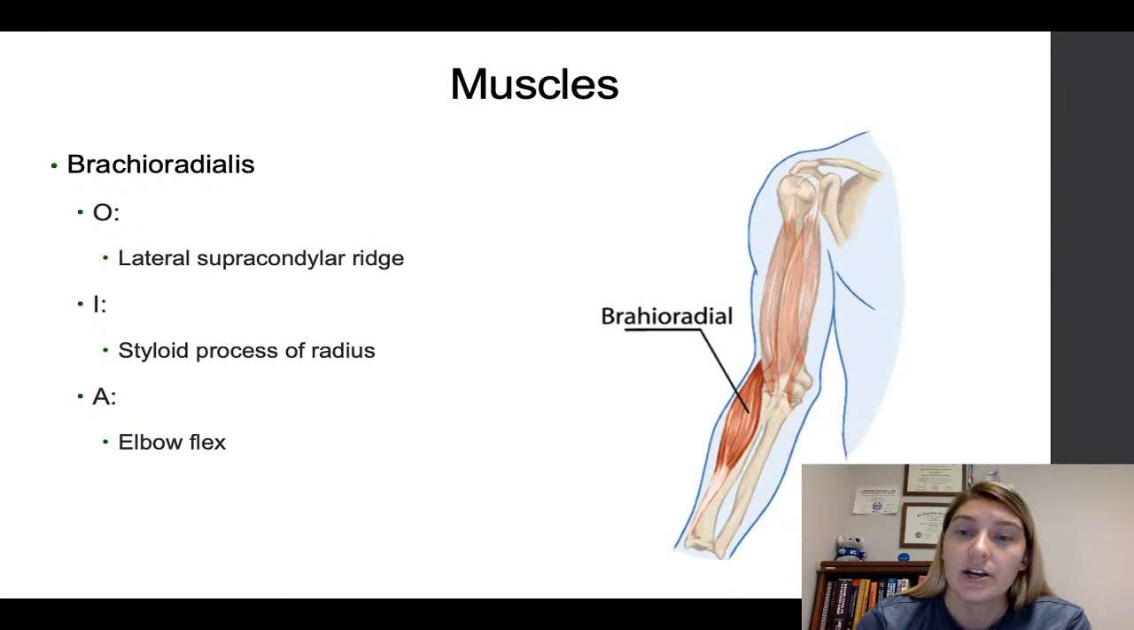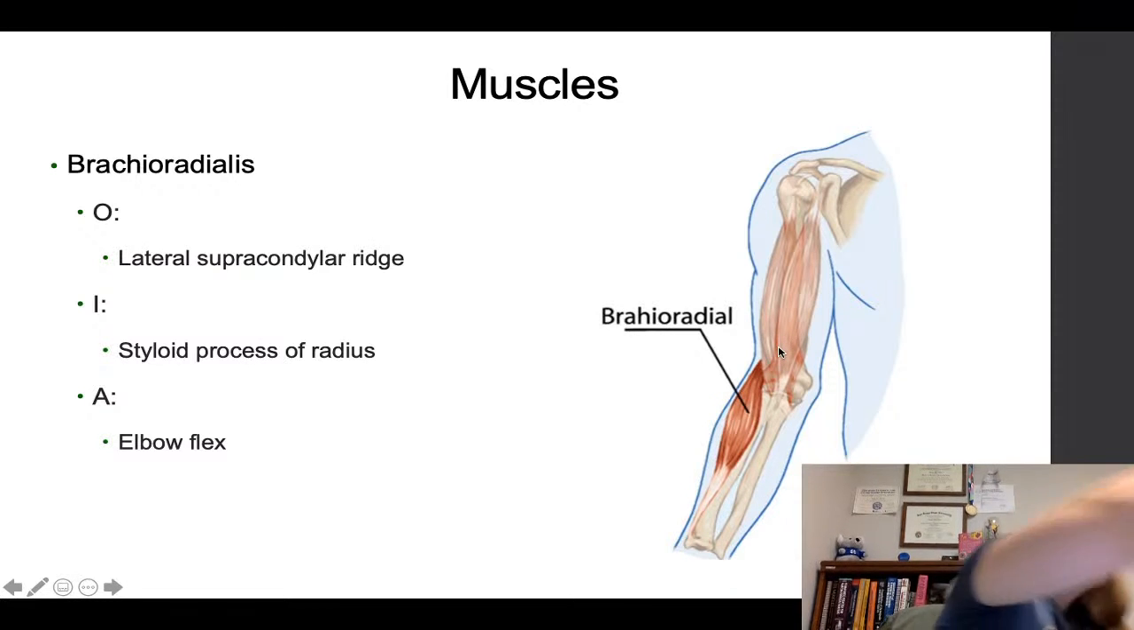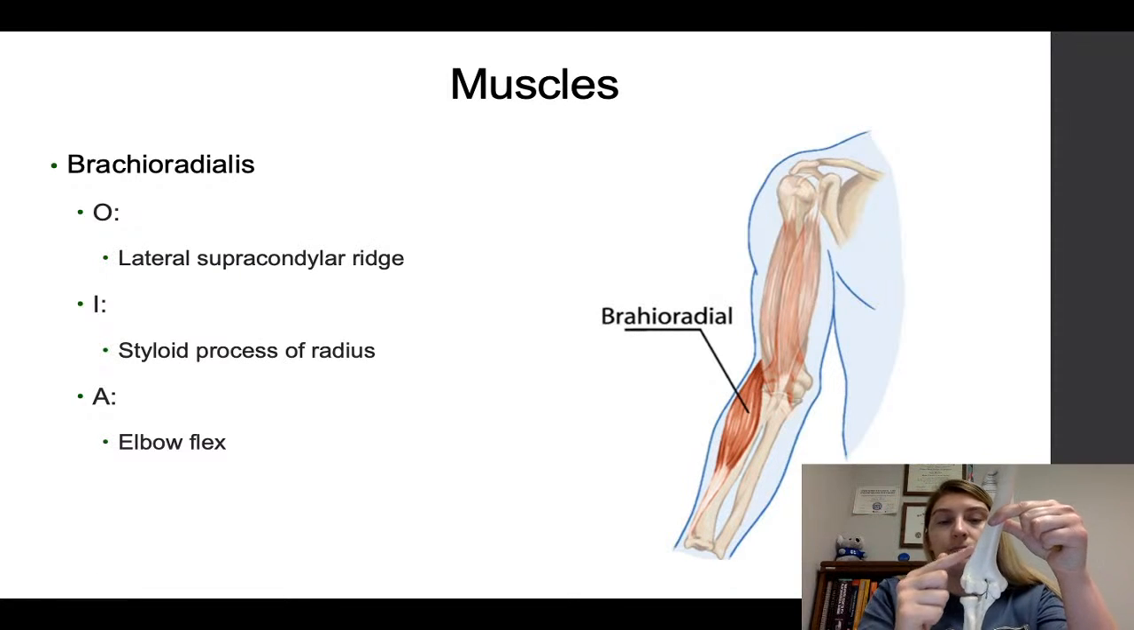Next is brachioradialis. So brachio referring to the brachium, sorry. Radialis referring to the radius. So the brachioradialis is going to originate off of the lateral supracondylar ridge. So that edge right above that lateral epicondyle. So right here.